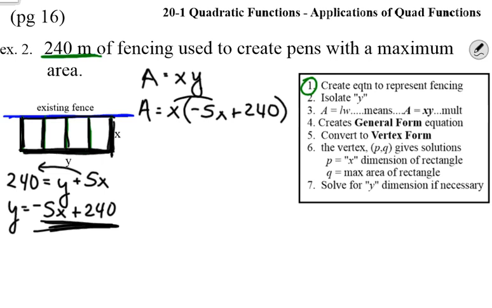Distribute the x. Negative 5x squared plus 240x, where A is our dependent variable, or the y if we look at it from a vertex equation form. Took the equation, distributed it. We now have our general form.